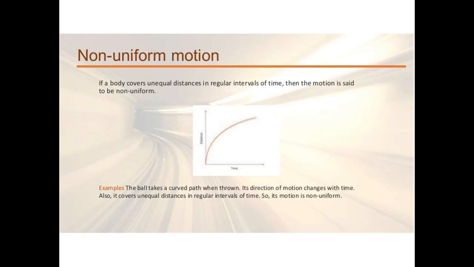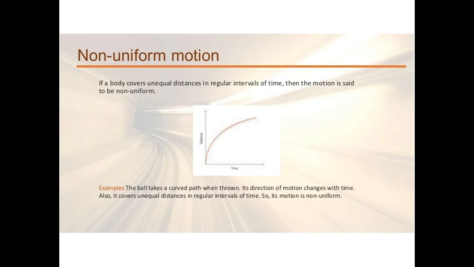Also, motion can be classified as non-uniform motion, like if a body covers unequal distance in regular intervals of time. For example, suppose a person travels for 2 hours and has covered 5 kilometers in 2 hours. For the first hour he has traveled 3 kilometers, and for the second hour he has completed 2 kilometers. Here the distance traveled in both hours is different. So he has not covered equal distance in equal intervals of time.